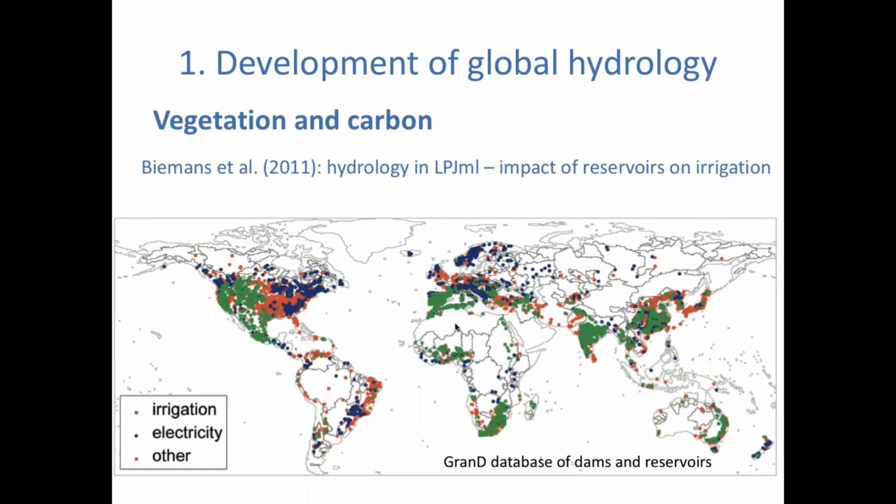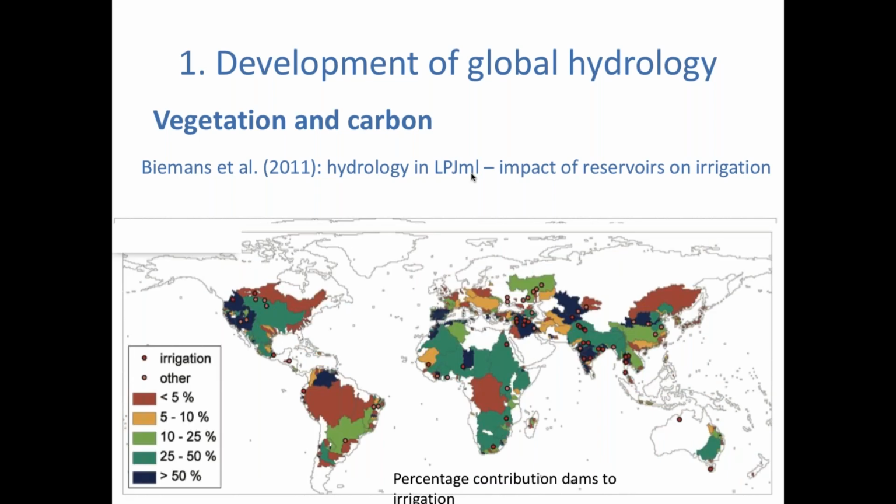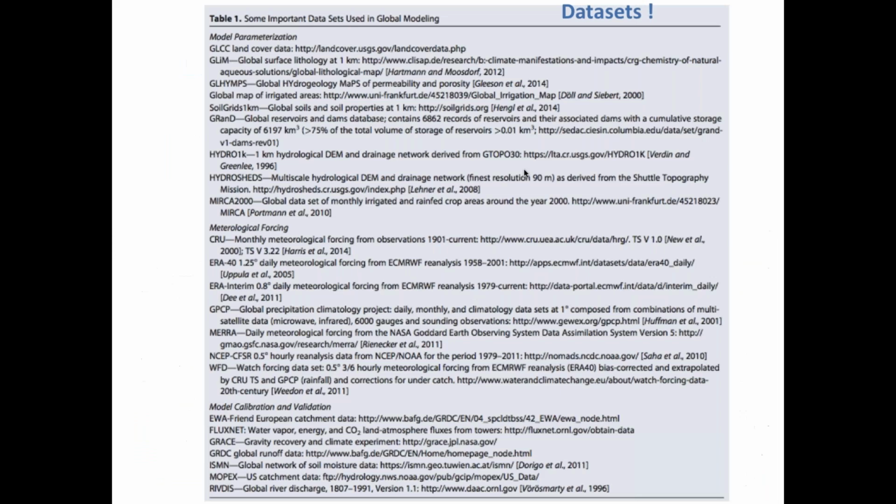Okay, so this is just an example of work by Esther Biemans et al., where they used the GRAND database. They included it in LPJ-ML, and from that they estimated the contribution of these reservoirs to the amount of irrigated water, which basically gives you the importance of the reservoirs in the different parts of the world.